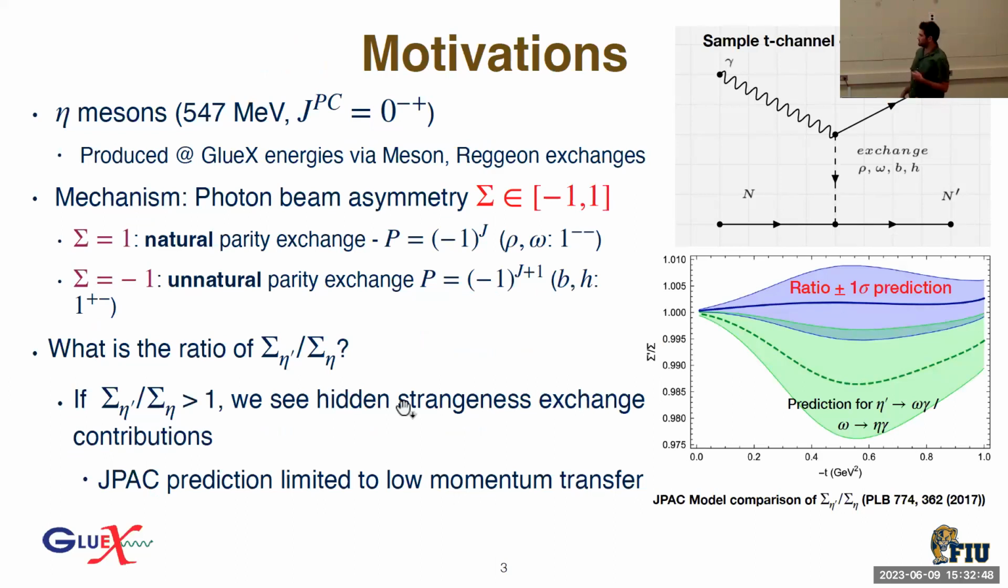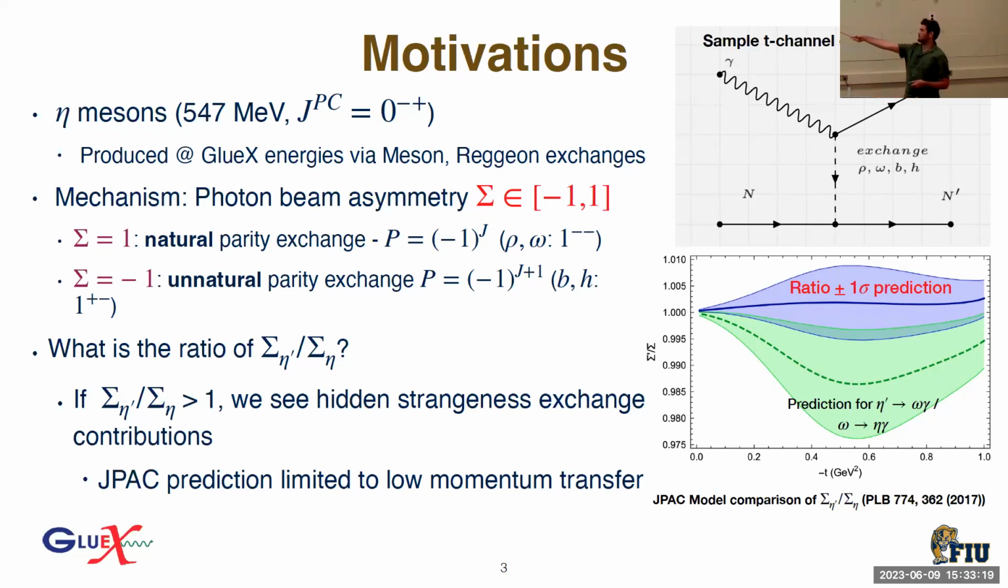So the eta is produced at GluX energies, which are about 8.5 GeV, via meson exchanges. We have studies on cross-section, and I in particular am focusing on the photon beam asymmetry. And I'll explain why it's a photon beam asymmetry in a moment. And this value can be anywhere between -1 and 1, and that is a quantitative way to determine the production mechanism and what mesons are being exchanged to produce the eta.